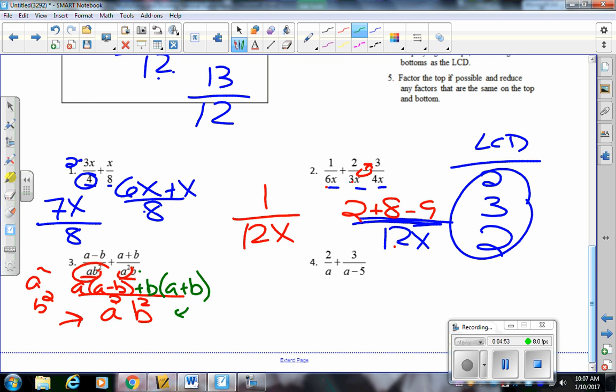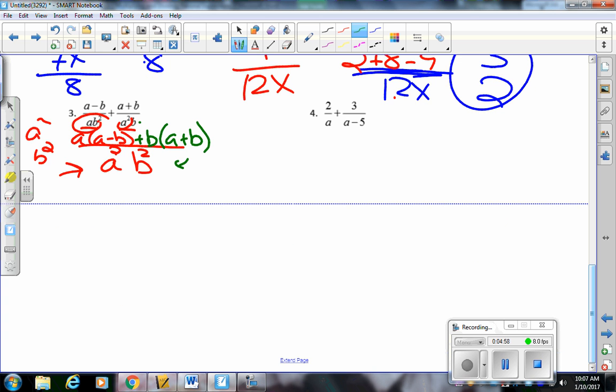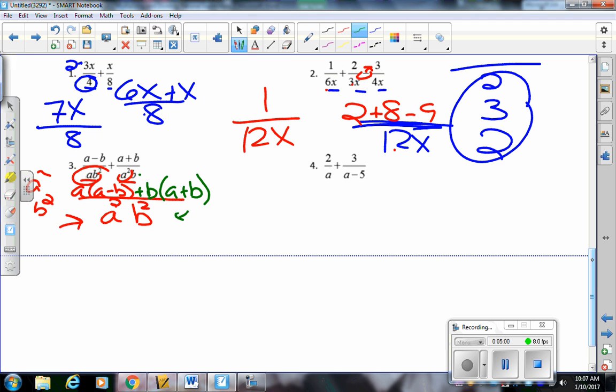Okay, so I multiplied each numerator by the missing factor, by the factor that appeared in my LCD that did not appear in the original denominator. Now, if the LCD is the same as a denominator, then you don't have to multiply by anything, and woohoo, that's easier. All right, so now I'm going to simplify that numerator by distributing an a.